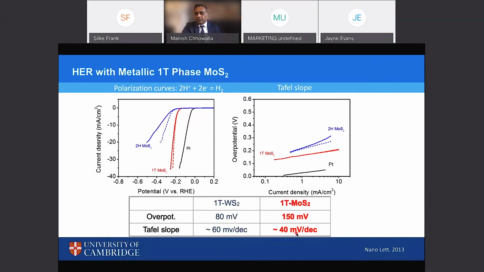The Tafel slope, which is shown here, is an indication of the reaction kinetics. And one can see that the Tafel slope of the 1T phase MoS2 is quite low. And for comparison, the Tafel slope for platinum is on the order of 30 millivolt per decade. So we can see that we can really improve the catalytic performance quite dramatically by using metallic TMD compounds. Of course, this 150 millivolts might seem large, but this is well within the open circuit voltage of a solar cell. So we can use a renewable source to generate our potential to drive the catalytic reaction.